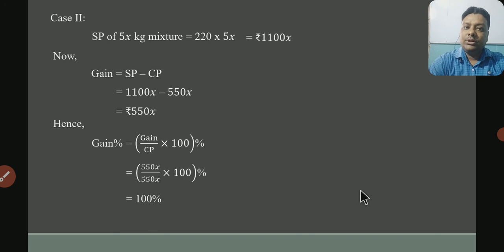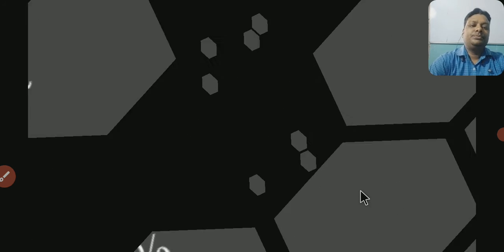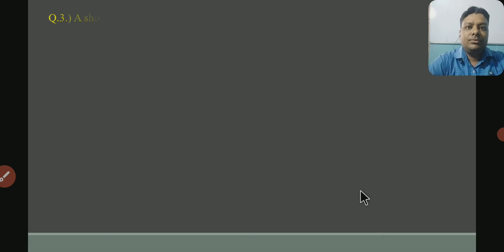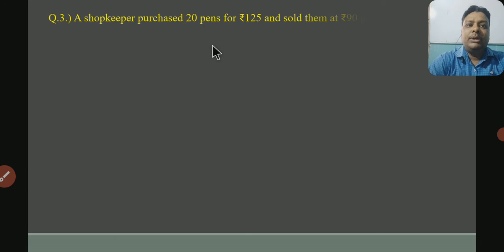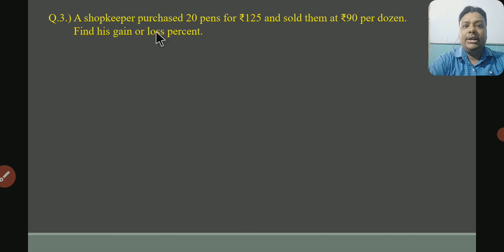So I hope that you all have understood this question. Now, question number 3. A shopkeeper purchased 20 pens for rupees 125 and sold them at rupees 90 per dozen. Find his gain or loss percent.